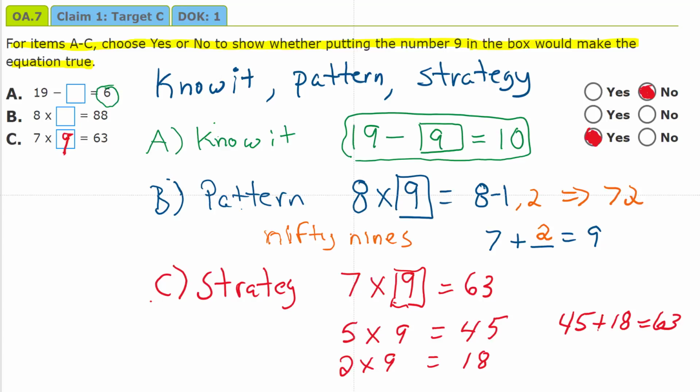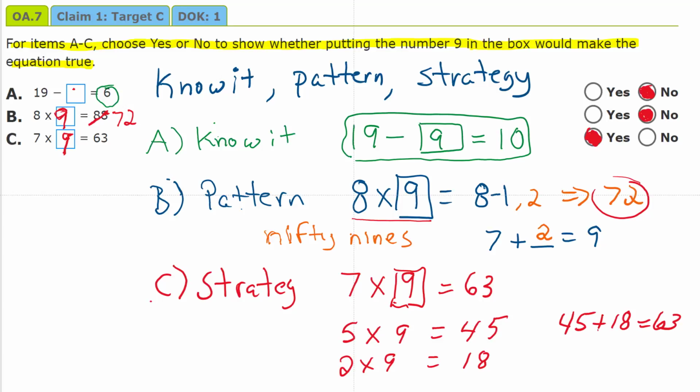Let's go back to B. We figured out that 8 times 9 is 72. So 8 times 9, right here we have a 9. 8 times 9 is 72, so B does not work. And we know that, so we'll put a no over here. And on A, we already have figured that out.